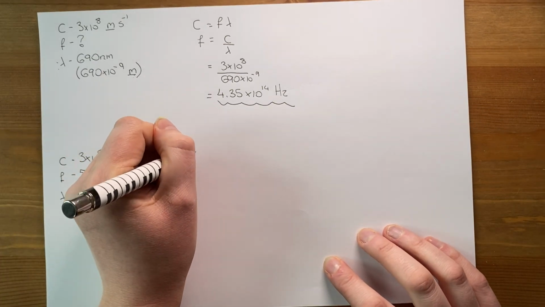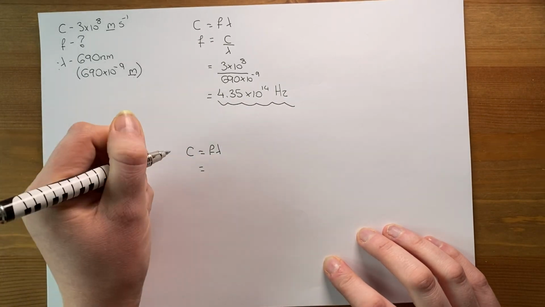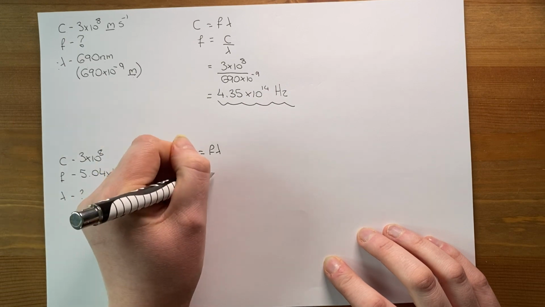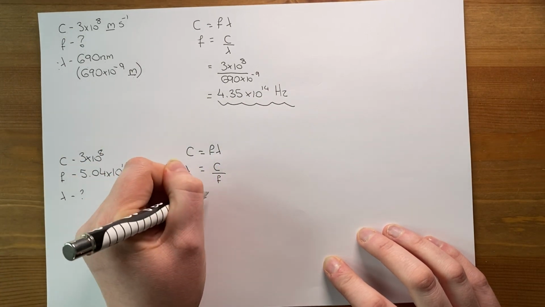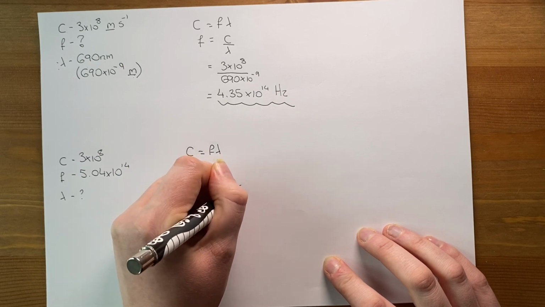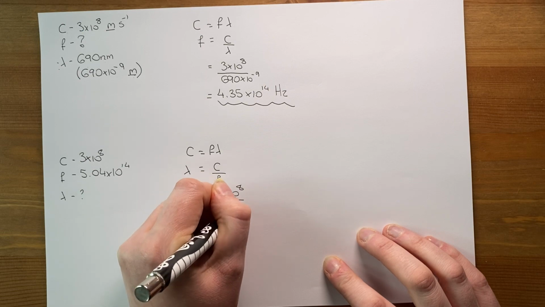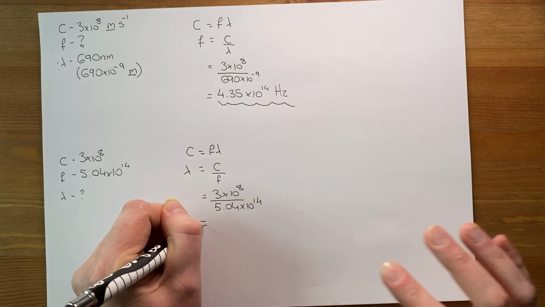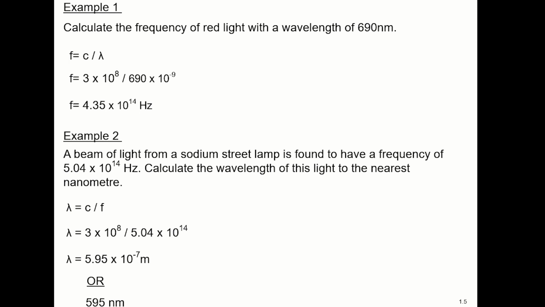Looking at this again, I've got c equals f lambda. I want to work out lambda, so that's going to be c over f. 3 times 10 to the 8 divided by 5.04 times 10 to the 14. And that is going to give me 5.95 times 10 to the minus 7.